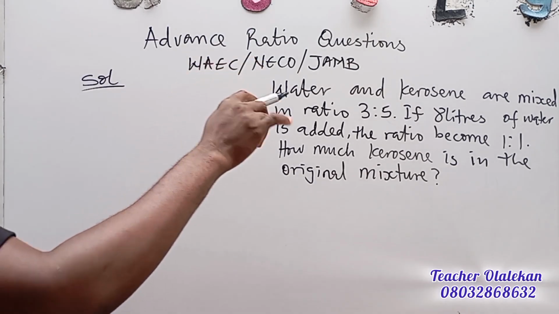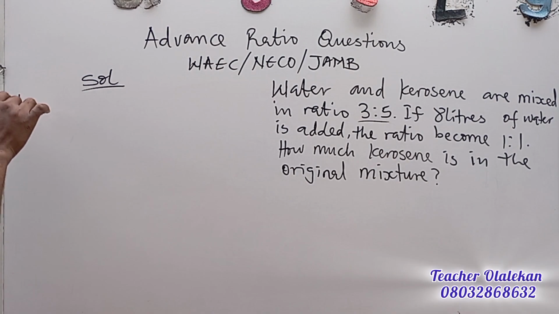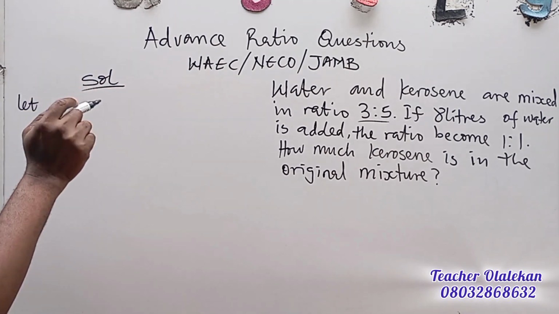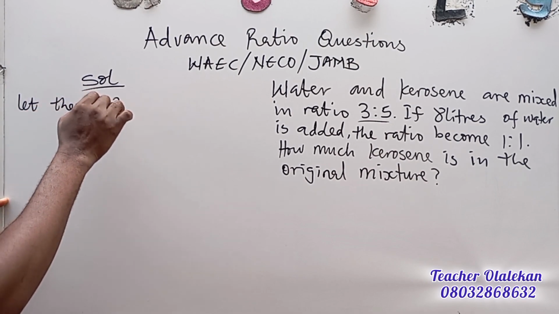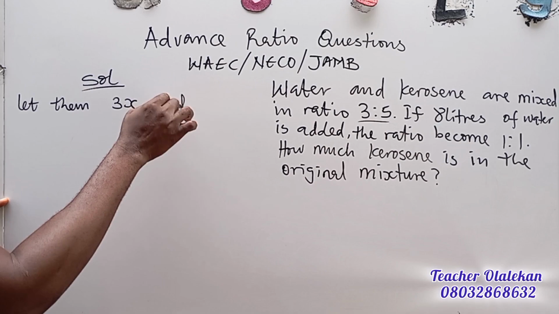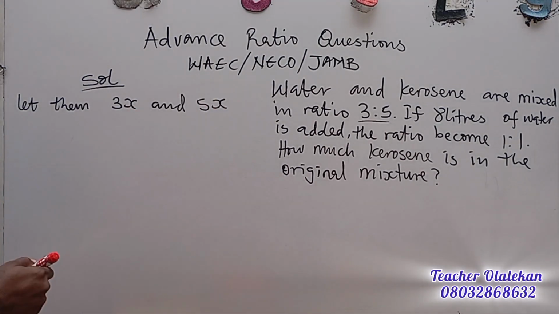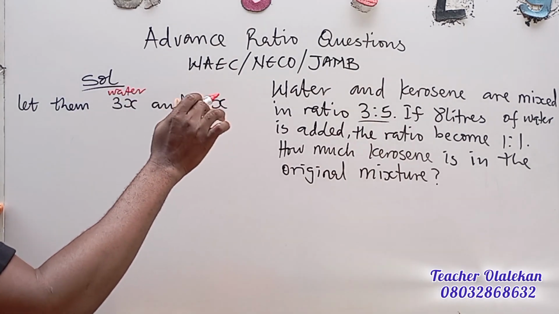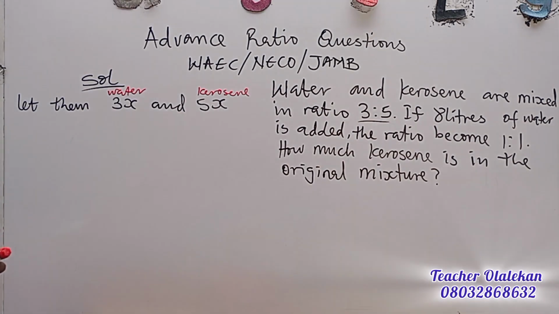So you let both your initial ratios have x. So you multiply them by x. So that means let them be 3x and 5x. So do not forget that this 3x stands for the water and the 5x stands for the kerosene. So that's the DPK, dual purpose kerosene.